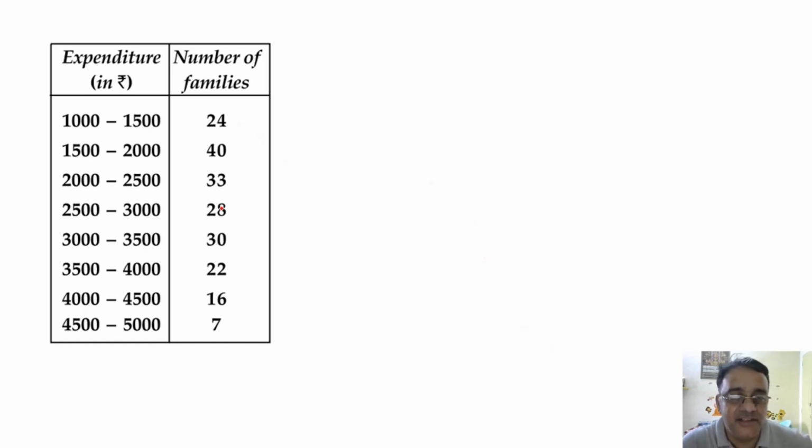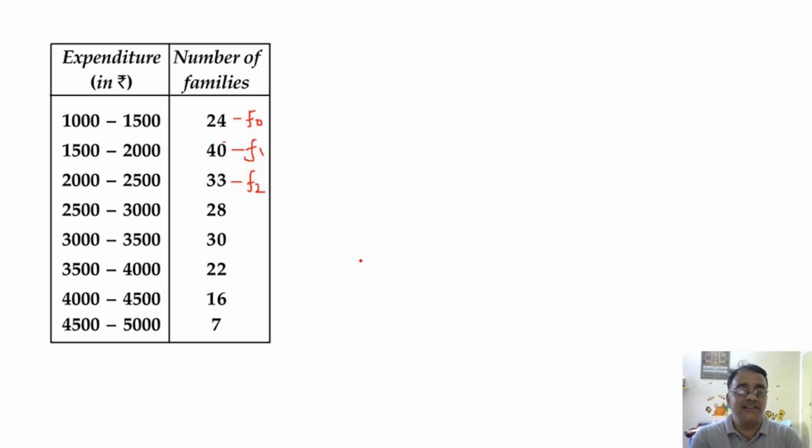So which frequency is highest here? 40. So this is F1. And what is F0? 24. Right. If F1 comes at the very top, you have to take F0 as 0. If F1 comes at the very bottom, in the last class interval, then F2 is taken as 0. Is that clear?